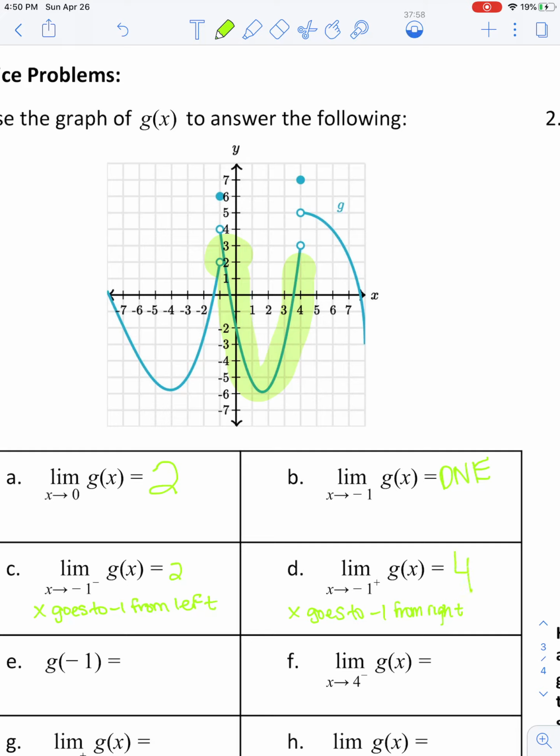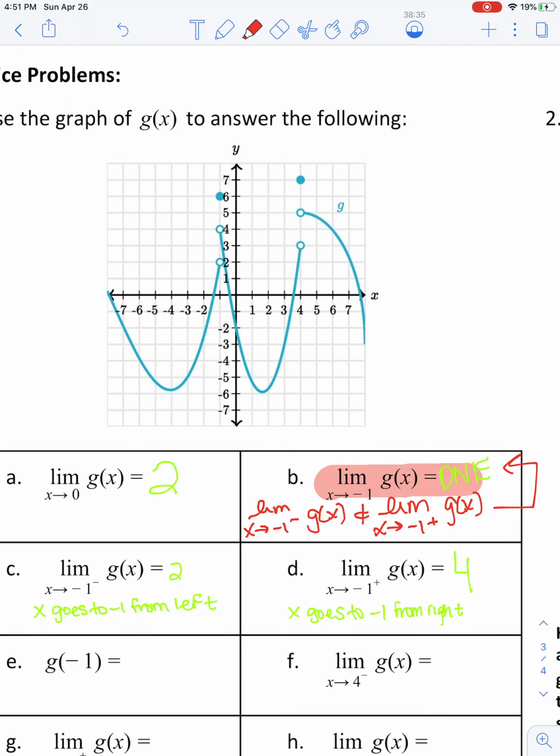So the limit as x approaches -1 from the right of g of x is +4. And just like I was hinting at, we see that the left and the right-hand limit do not agree. The limit as x approaches -1 from the left of g of x is not equal to the limit as x approaches -1 from the right of g of x. What that means is that the limit as x approaches -1 in general of g of x does not exist.